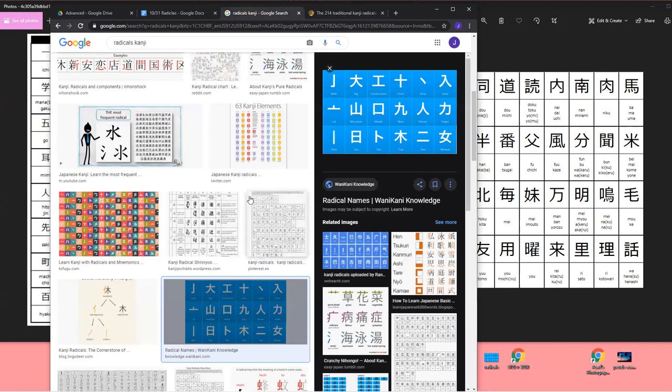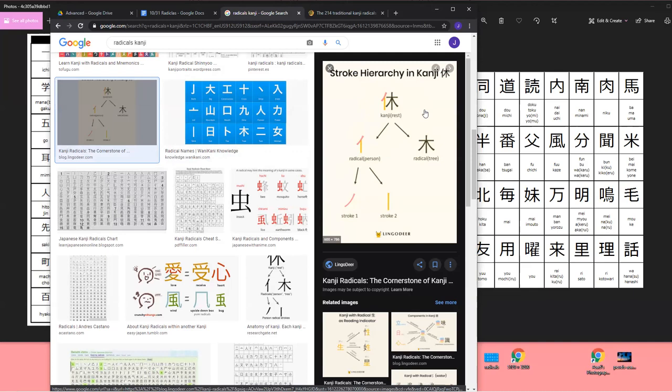Oh, this is actually a pretty good example. This is something that I mentioned earlier, rest, yasumu, has the radical person in it and the tree, first stroke, second stroke.